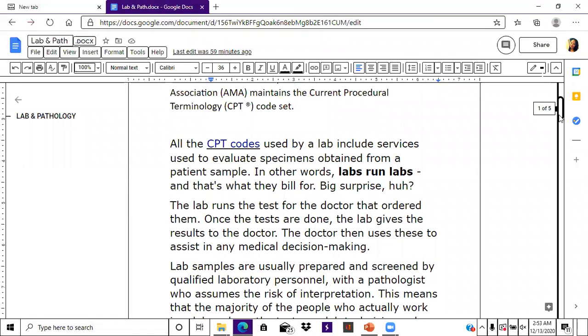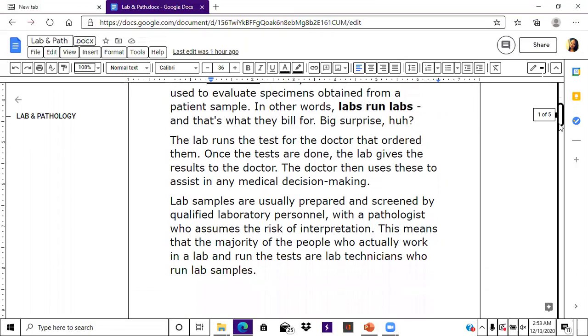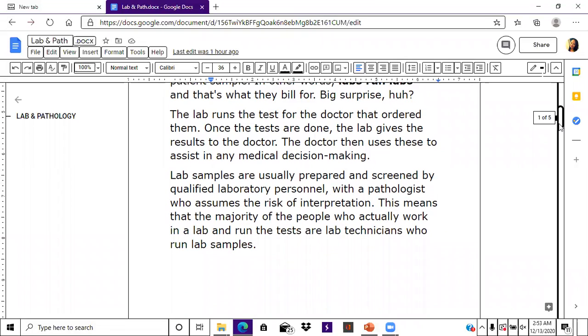So all of the CPT codes used by a lab include services used to evaluate specimens obtained from a patient sample. So anytime the patient gives a sample, then the codes that are used by the lab are going to include the evaluations of the specimens obtained from this patient. In other words, labs run labs. And that's what they bill for.